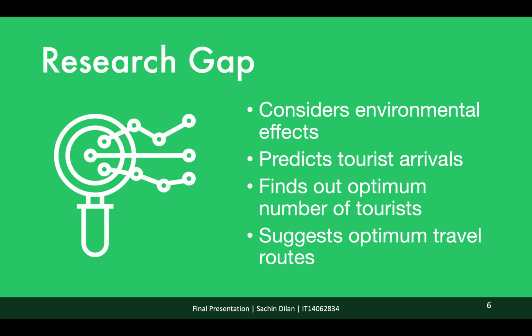So in the research gap, we should consider the environment effects, and we should predict the tourism count. From that tourism count we have to get the optimal number of tourists that we can allocate for each location, and through that we can generate a travel map.